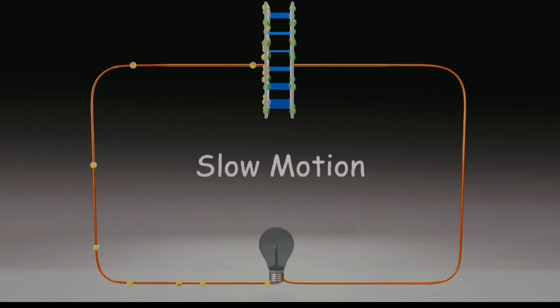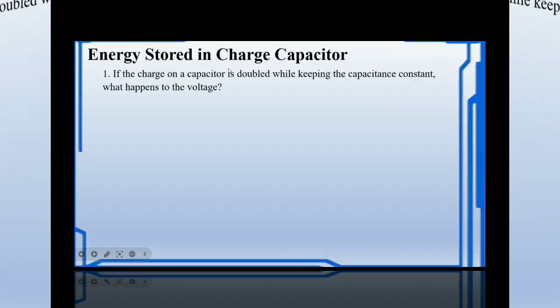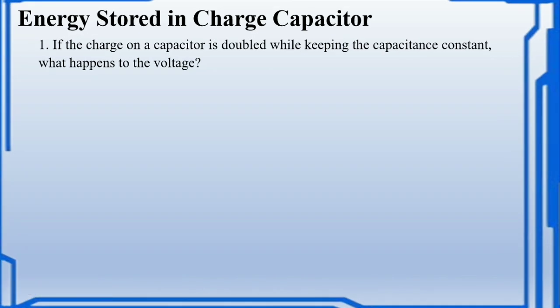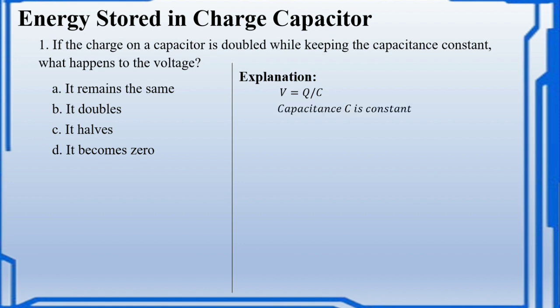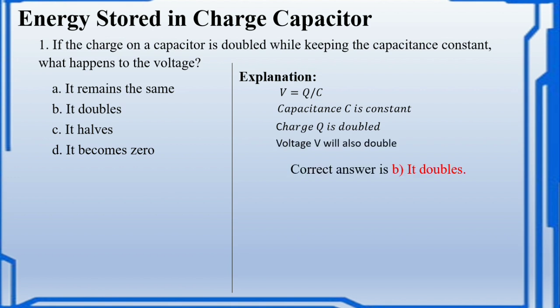Let's try answering the following questions. If the charge on a capacitor is doubled while keeping the capacitance constant, what happens to the voltage? A. It remains the same. B. It doubles. C. It halves. D. It becomes 0. The formula for voltage is V equals Q divided by C. Since the capacitance C is constant, if the charge Q is doubled, the voltage V will also double. So, the correct answer is B.